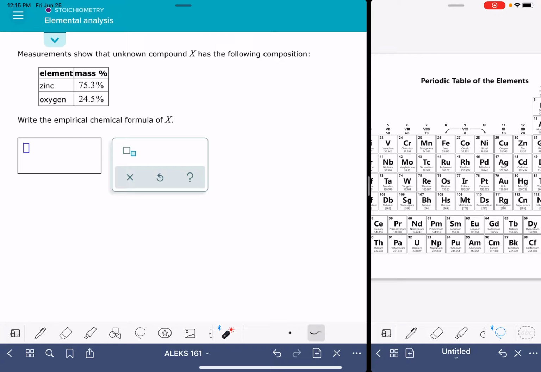In this video, I'll show you how to solve the ALEKS problem called elemental analysis. This problem is going to give you percent composition for a molecule that has one or two or maybe three different elements in it, and your job is to figure out the empirical formula.